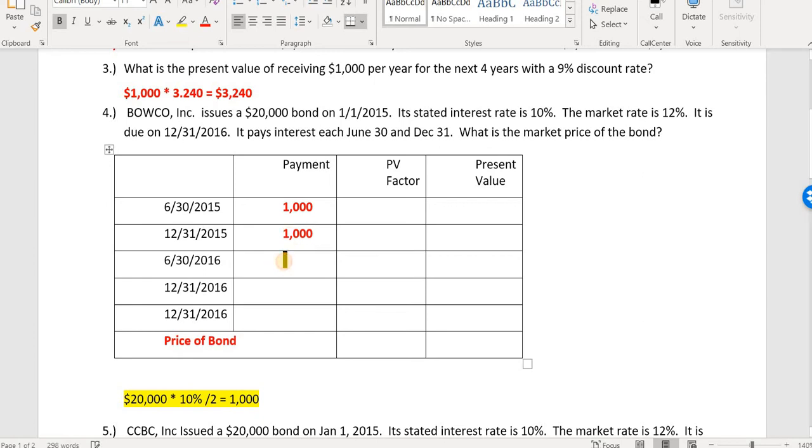December 31st, June 30th, December 31st. 4 checks we're going to get. Then on December 31st, 2016, they're going to send us our 20 grand back. That's what the bond's worth to us, cash flow. Now, the next thing we have to do is bring that money back to today using the present value concept. And we're going to adjust our cash flow not by the stated interest rate. That's how we calculate it. We'll have to adjust it for the market rate of 12%.